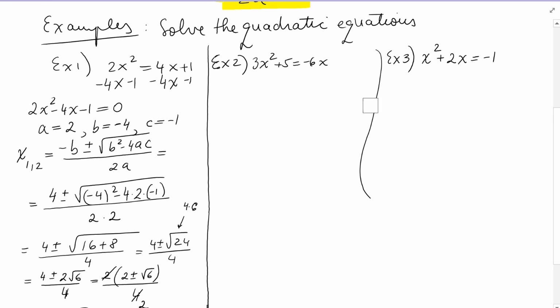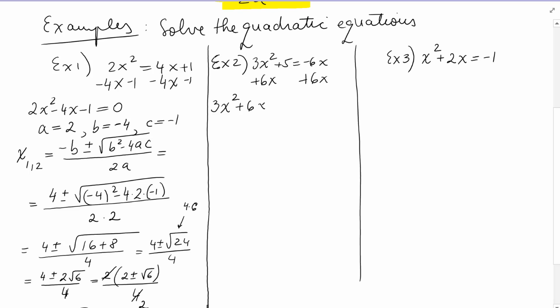Let's solve problem 2. So again, problem 2 is not written in that standard form. So I am going to add 6x to both sides. And I'm going to make sure the terms are in order. 3x squared plus 6x plus 5 equals 0. So the x squared term first, x, and then constant. So a equals 3, b equals 6, and c equals 5.